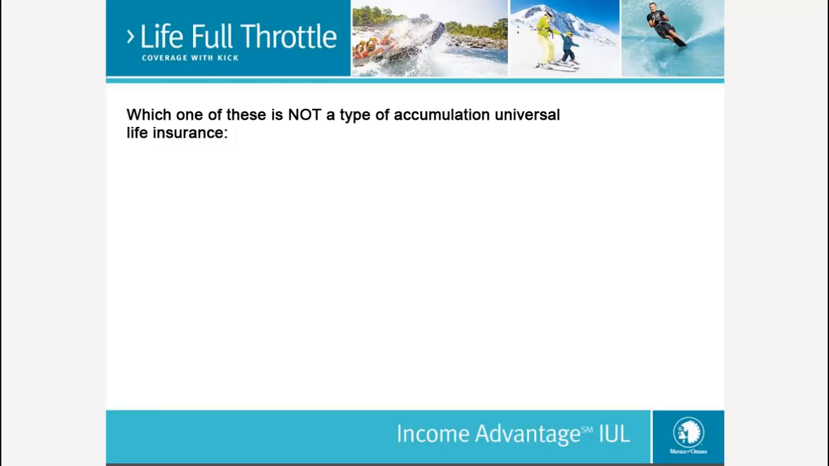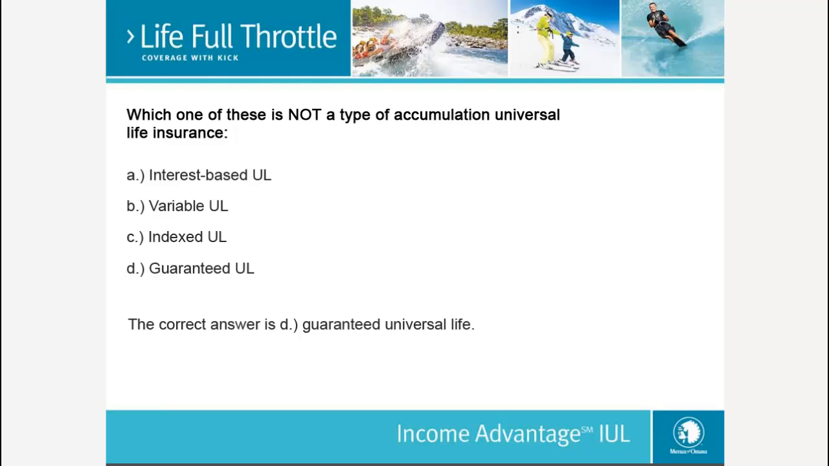Which of these is not a type of accumulation universal life insurance? A, interest-based UL, B, variable UL, C, indexed UL, or D, guaranteed UL? The correct answer is D, guaranteed universal life.